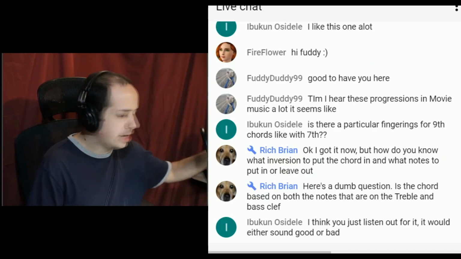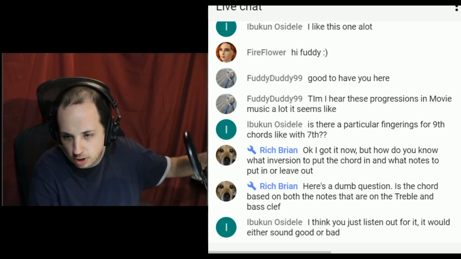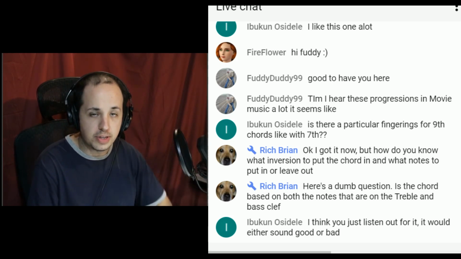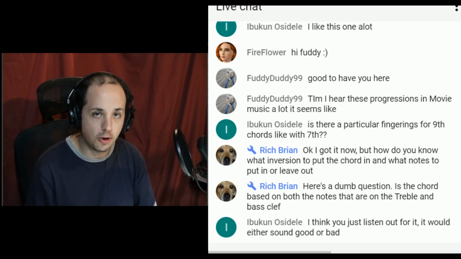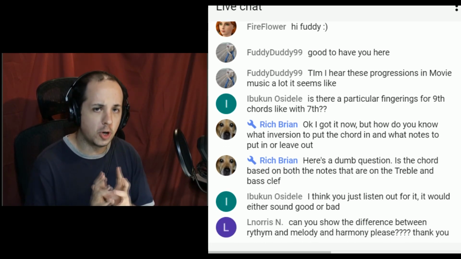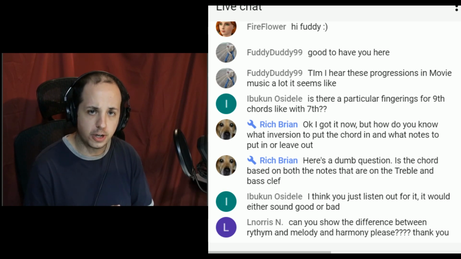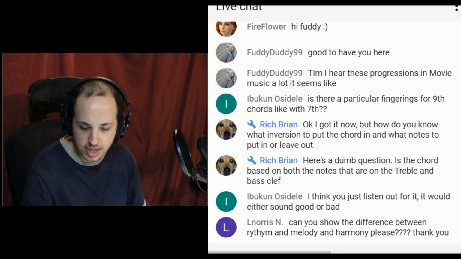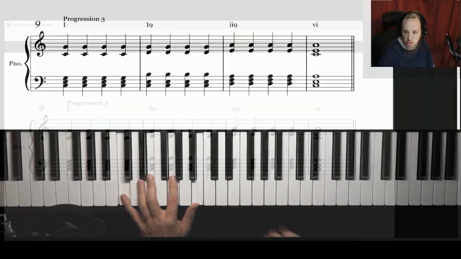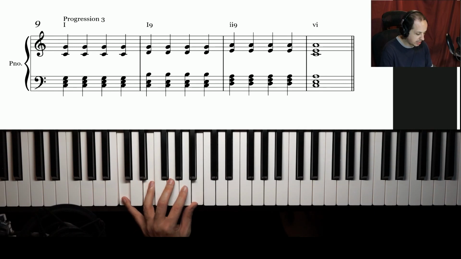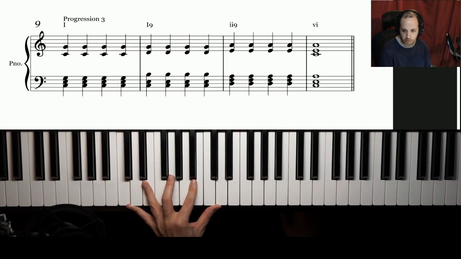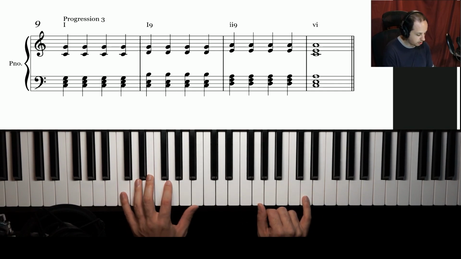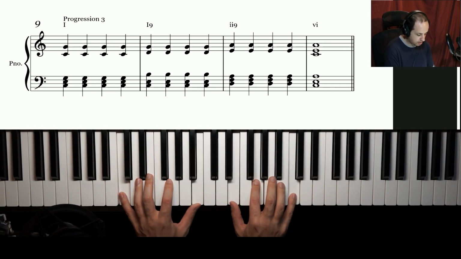All right, let me kind of work my way backwards. Okay, so Bukun says, is there particular fingerings for 9th chords like with the 7th? Yeah, so this would definitely be a lesson all on its own. When you're starting to talk about 9th chords, you're going to start splitting them up between each hand, because if I am playing the 7th chord, right, and I still need to play a 9th, well, it's pretty much impossible for my hand to do that and press all of those notes. So I'm going to have to start splitting the notes up between each hand.